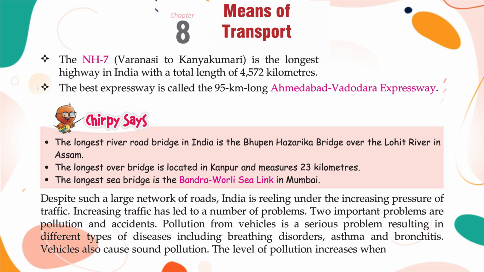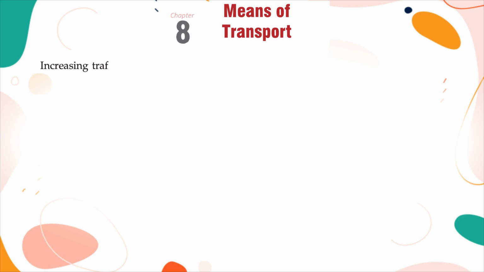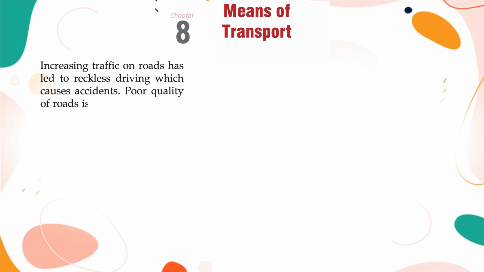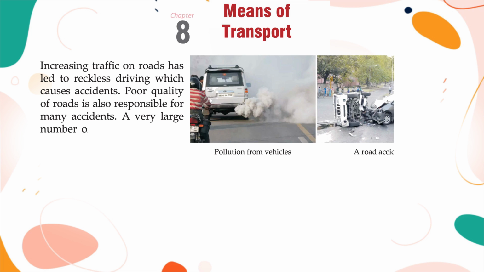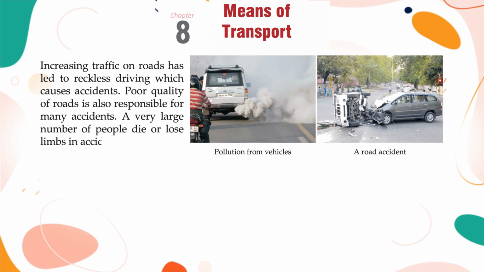The level of pollution increases when vehicles are not well maintained. Increasing traffic on roads has led to reckless driving, which causes accidents. Poor quality of roads is also responsible for many accidents. A very large number of people die or lose limbs in accidents every year. Pollution from vehicles. A road accident.